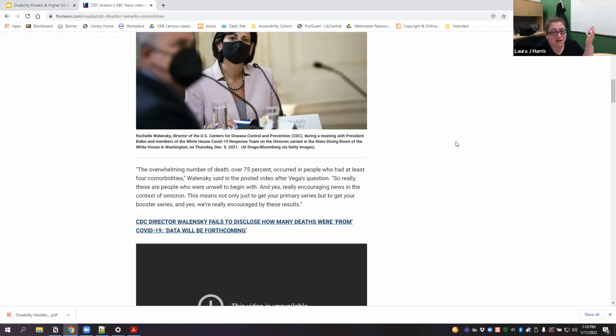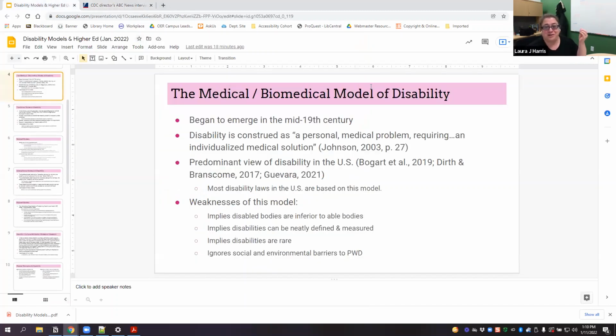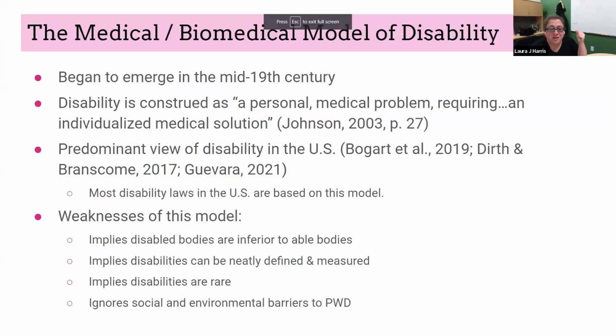And she got rightly criticized for that, because kind of implying it's okay if the people with these comorbidities, with disabilities, are the people who died. To me, it's frustrating that she said that, but in some ways I'm like, thank you for giving me a perfect example of this point that I'm trying to share with people.